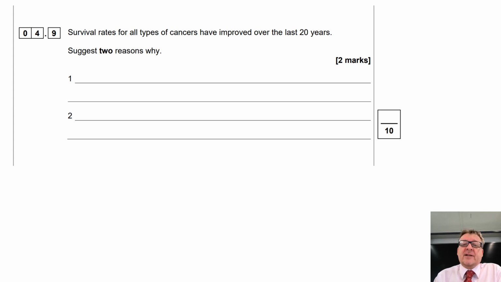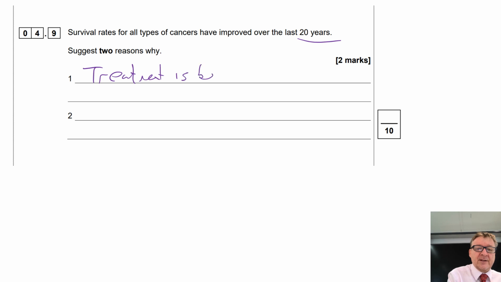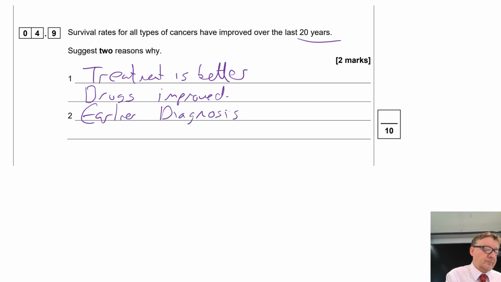Survival rates of all types of cancers improved over the last 20 years. Brilliant. Okay, 2 reasons why. Treatment is better. Okay, there's all sorts of different radiotherapies and chemotherapies that are being used. The drugs have improved. We can get earlier diagnosis. Therefore, or in addition to that, there's better screening.